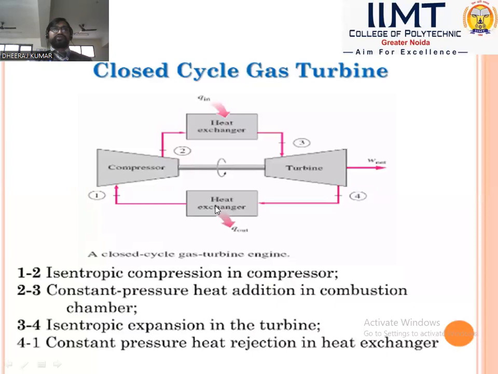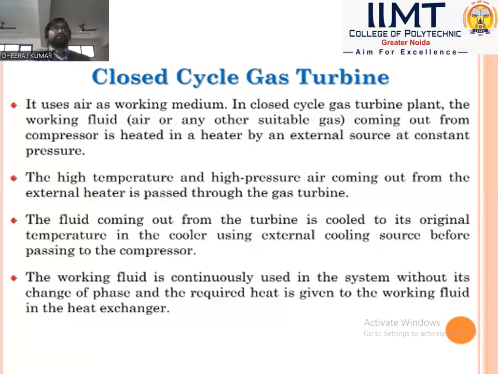This process is kept at a constant pressure heat rejection. Process 2 to 3 is called constant pressure heat addition process, and process 4 to 1 is called constant pressure heat rejection process. This is the closed cycle gas turbine. It uses air as a working medium.